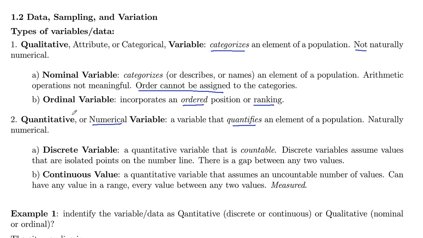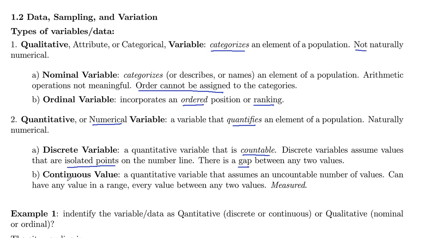And then in quantitative variables, you can have either discrete or continuous. Quantitative variables are going to be discrete if they are countable. So you've got a first value, a second value, a third value. Discrete variables are going to be isolated points on the number line, and there's going to be a gap between any two values. For example, between 1 and 2, there are lots of numbers. They're not whole numbers, so if our variable only takes on whole number values, then they're going to be discrete.